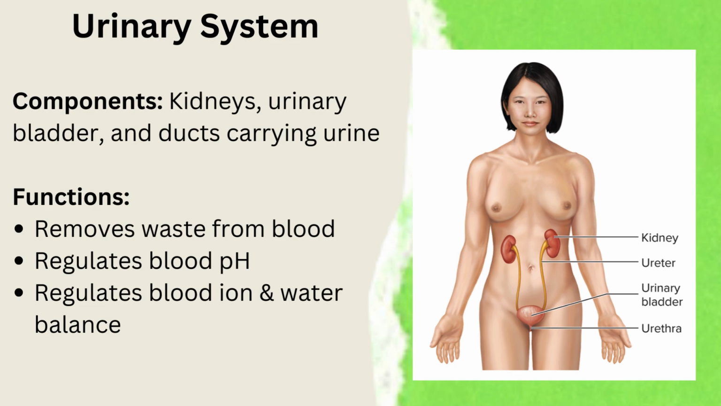The 10th body system is the urinary system, made up of our kidneys, urinary bladder, and the ducts carrying urine. It removes waste from our blood. It regulates the blood pH and regulates blood ion and water balance. One thing I like to mention to my students is that kidneys filter blood. They do not filter urine. The kidneys are responsible for taking the bad things out of your blood, or the things you do not need in your blood, and then creating urine from that.